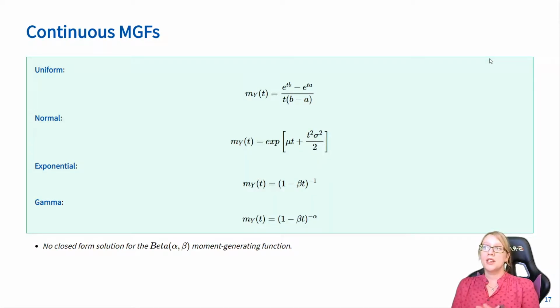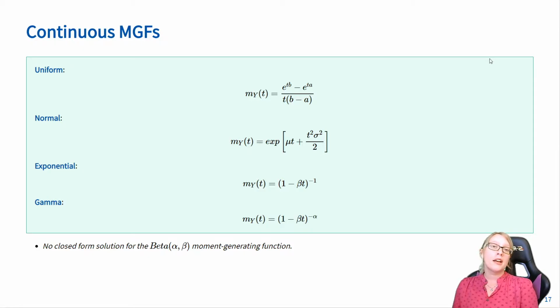In terms of the continuous case, the moment generating function of the uniform is e raised to the tb minus e raised to the ta divided by t times quantity b minus a, with a and b being the endpoints of the uniform. The normal MGF is one that we'll encounter frequently. This is e raised to the mu t plus t squared sigma squared over 2. The exponential moment generating function is one that we have already shown.